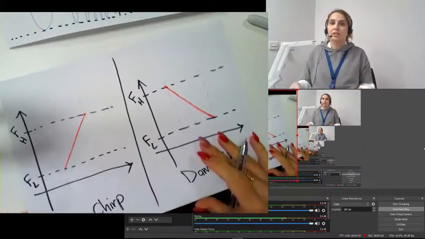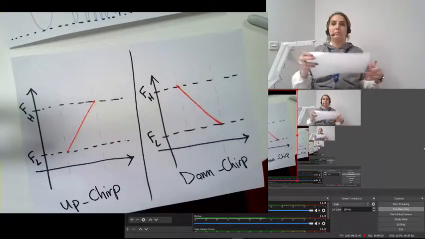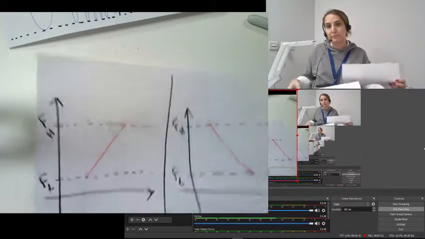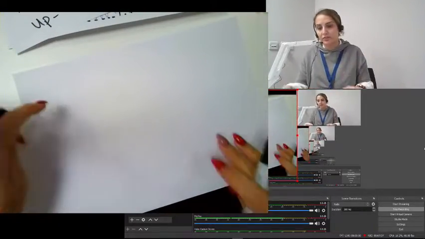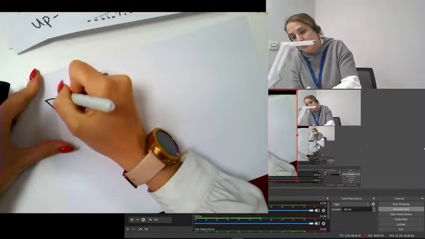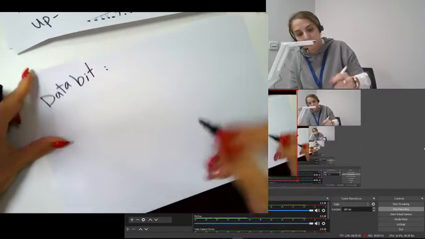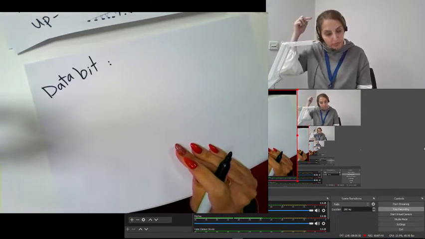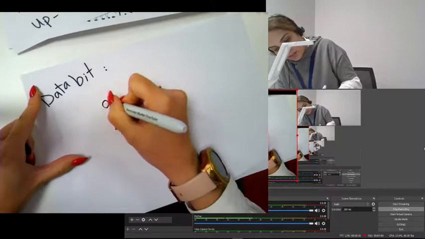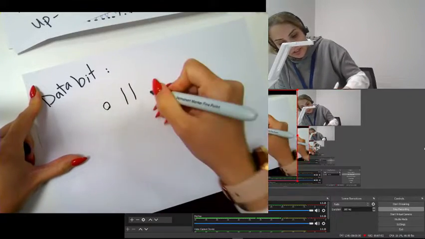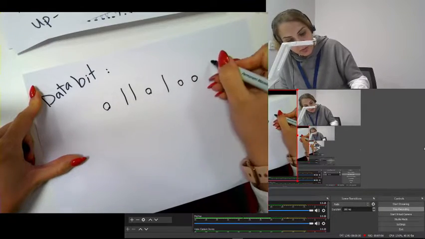I'm going to have one example converting some bits to that. Let's say my binary data is, I want it to be different from the one that I explained in the class. So let's say 0, 1, 1, 0, 1, 0, 0, 1.